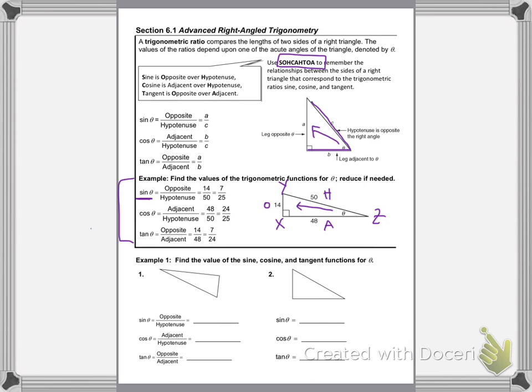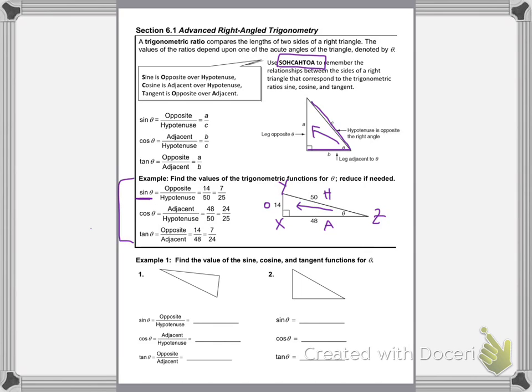But then if they switched and asked you to do it for angle Y, then the opposite and the adjacent sides would switch. So just be aware that once you label a triangle, you're good only for one particular angle. If you switch angles, then you're going to have to switch which side is your opposite and which side is your adjacent. Okay. So, an example here, find the value of the sine, cosine, and tangent.